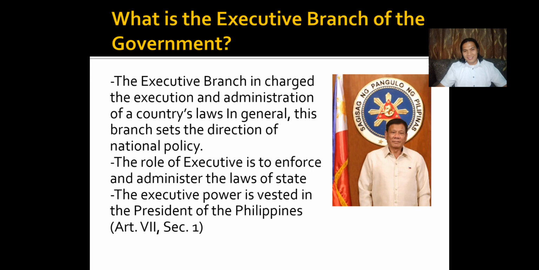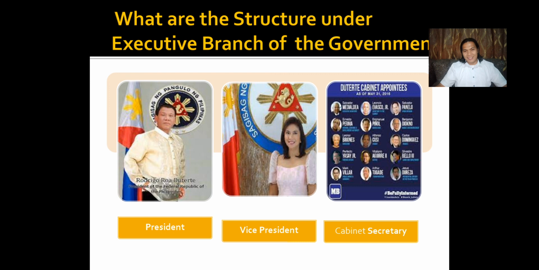So here we go to the second question. What is the structure under the executive branch of the government? The highest executive power is vested in the president, and next to him is the vice president. As stated in the 1987 Constitution, the vice president may concurrently assume a cabinet position. The vice president will become a secretary concurrent to the position of vice president, just like Vice President Leni Robredo. She is the chairwoman of the Housing and Urban Development Coordinating Council, and that is her assignment as a member of the cabinet. Aside from the cabinet post, the vice president is mandated to assume the presidency in case of death, disability, or resignation of the incumbent president.